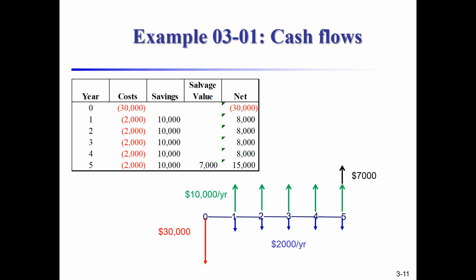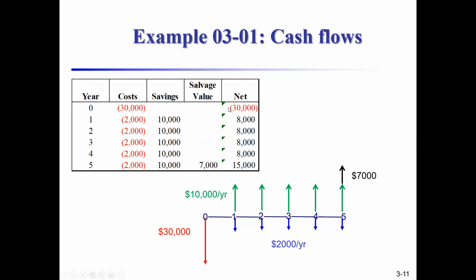So the net of all those cash flows is year 0, $30,000 output, plus $8,000 net input. It costs you $2,000 to run it, but you save $10,000 with it, so $8,000 for every year. The last year jumps to 15, because not only are we saving that $10,000, at the end of the year we're going to sell it for 7. So we get $15,000 net. And this is basically the nomenclature we're going to see a lot for cash flows.